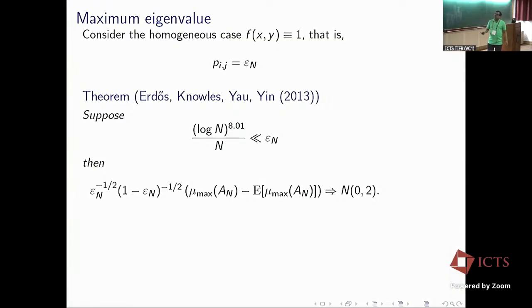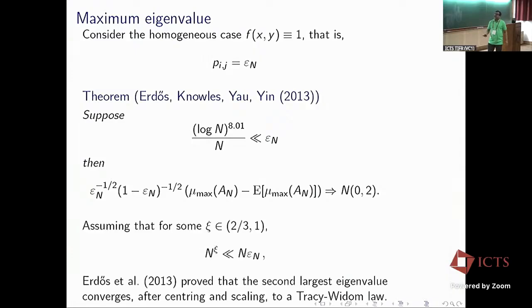Okay. So the first case is where f(x,y) is 1, that is, it's homogeneous Erdős–Rényi. It's known that if epsilon_n is larger than (log n)^ξ, where ξ is something greater than 8, divided by n, then if you look at the largest eigenvalue centered by its expectation, with this particular scaling, it converges to a normal with mean 0 and variance 2. This was by Erdős et al. in 2013.